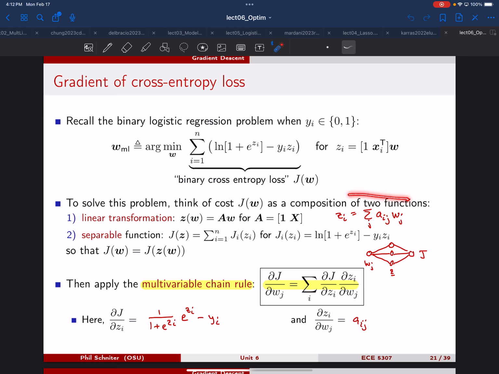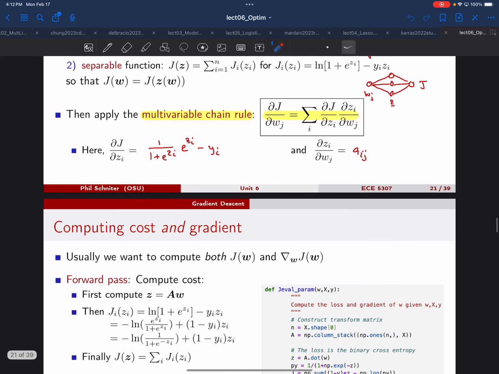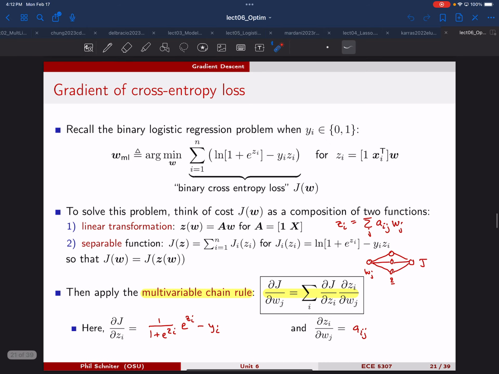The first one we can get from this relationship. From here you can see dzi dwj is just aij. And then this other part, we can get from this function. Last time we derived this expression for that. So we have the ingredients, and now we can put things together in terms of the gradient. That's what we're going to do next. There's just a few details to take care of to make sure that this is done efficiently.